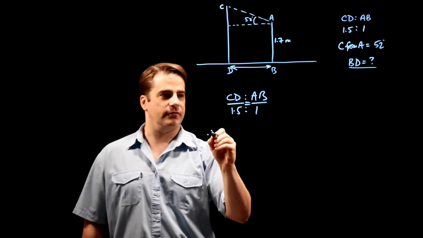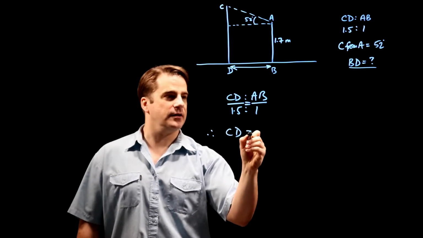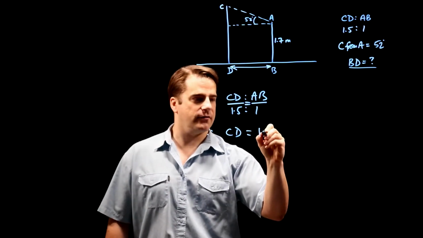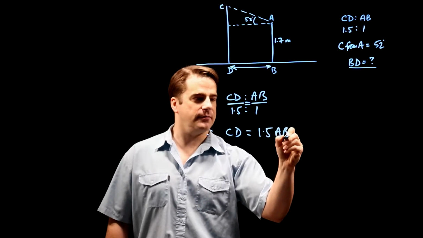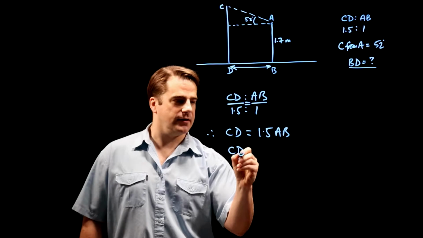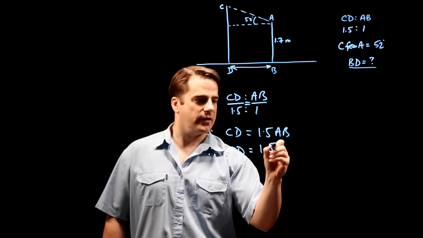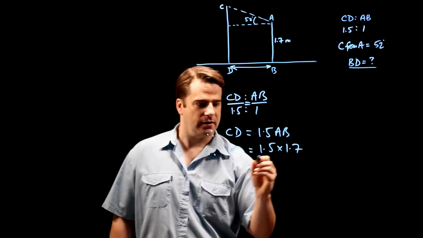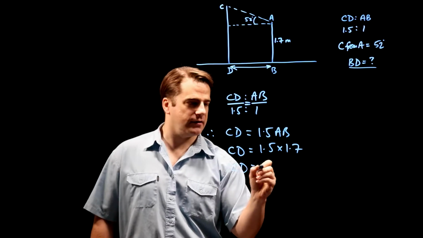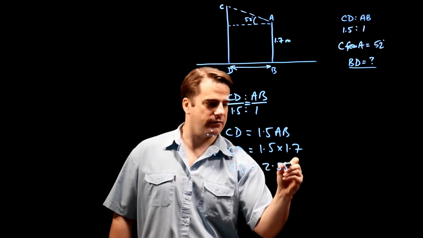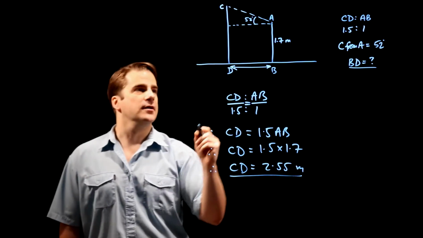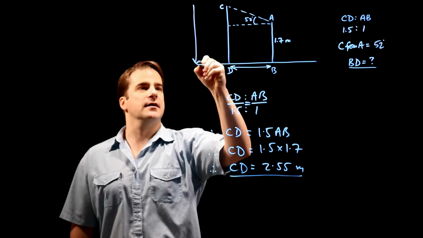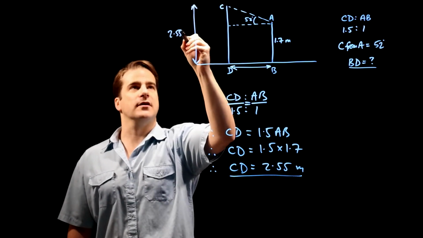So we just say, therefore, CD equals, to bring 1.5 up here, or multiply both sides by 1.5, equals 1.5 times AB. So therefore, CD equals 1.5 times AB, which is 1.7. So therefore CD turns out to be 2.55 meters. Okay? Right, good. So that whole distance there is 2.55 meters.